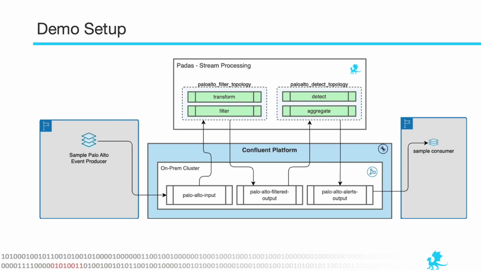Now, let's move on to the demo setup. In this demonstration, we'll be working with sample Palo Alto firewall logs. We're simulating event generation using a sample event producer. There are two key topologies in this demo. First, we have Palo Alto filter topology. This topology transforms and filters events reading from the topic named Palo Alto input and writing to the topic named Palo Alto filtered output. The second topology is named Palo Alto detect topology. This topology runs detection and aggregation rules against the filtered events, generating alerts. It reads from the Palo Alto filtered output topic and writes to the Palo Alto alerts output topic.